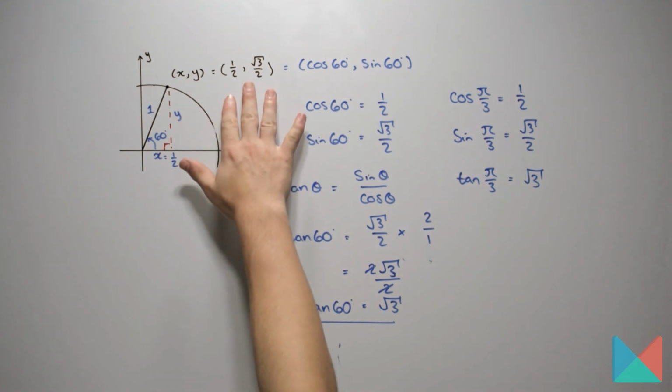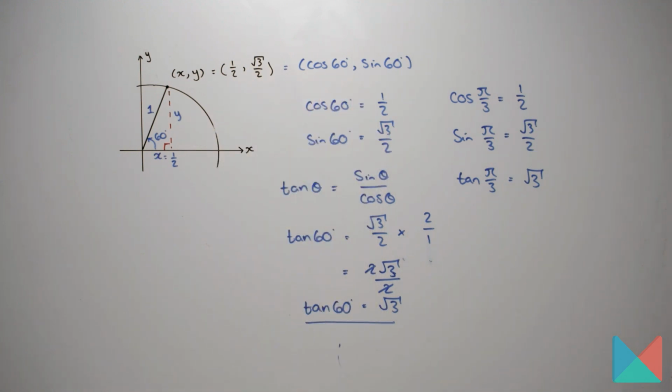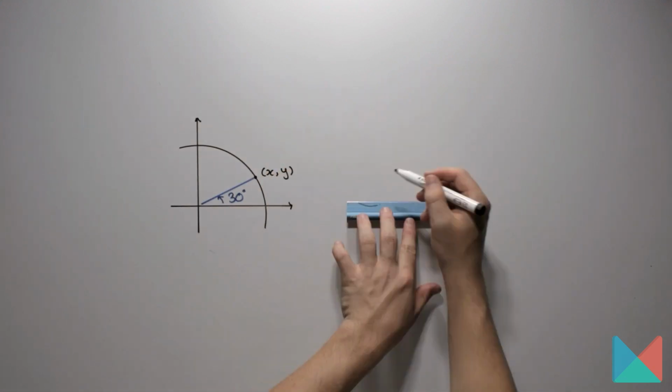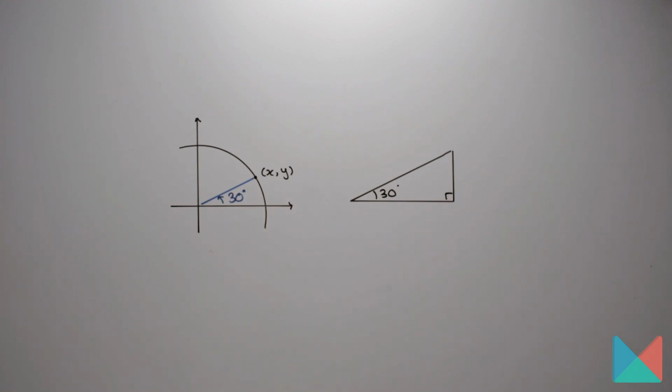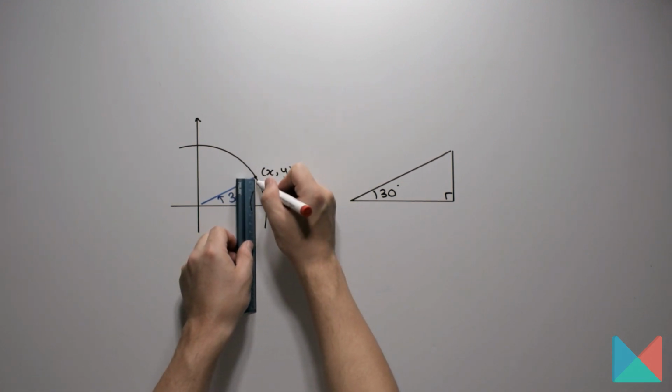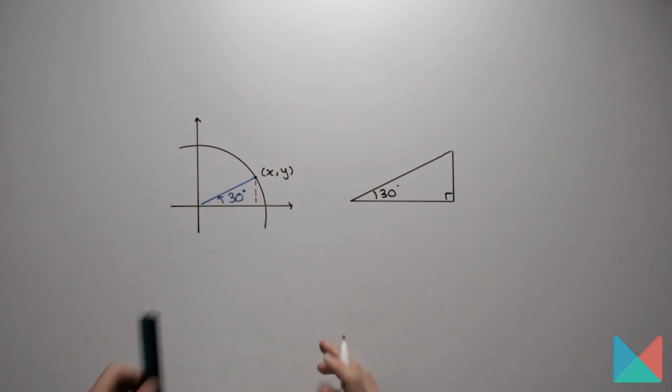So now that we've interpreted our coordinates in terms of sine, cosine, and tangent of 60 degrees, we're going to move on to deriving the coordinates for an angle of 30 degrees on the unit circle. In order to find the coordinates at our angle of 30 degrees, we are going to stick to the same routine and first start by making this into a right triangle. So let's draw our vertical line. And we're going to consider this right triangle over here.